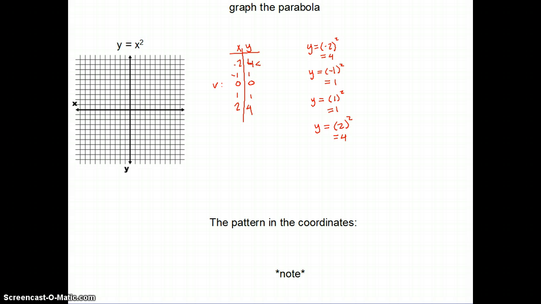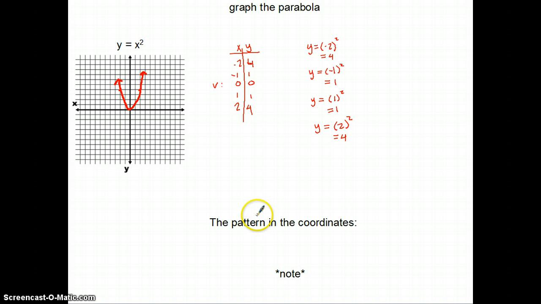So from here, I'm going to go ahead and plot these points to sketch my graph. I have the point -2, +4, 1, 2, 3, 4. I have the point -1, 1, 0, 0, 1, 1, and 2, 4. Graphing your parabola, we have this U shape. Remember that your graph is symmetrical on the left and on the right.